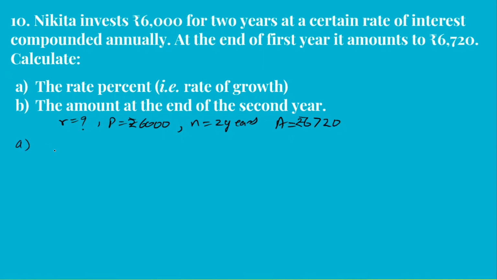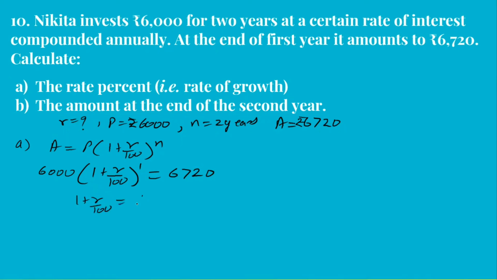So for the first part, let us use the formula A is equal to P in bracket 1 plus R upon 100 raised to N. So for the first year, we will use here N is equal to 1. So we have P, which is 6,000, in bracket 1 plus R upon 100 raised to N, which is 1, and which is 6,720, right? So we have 1 plus R upon 100 is equal to 6,720 divided by 6,000. Simplify this.